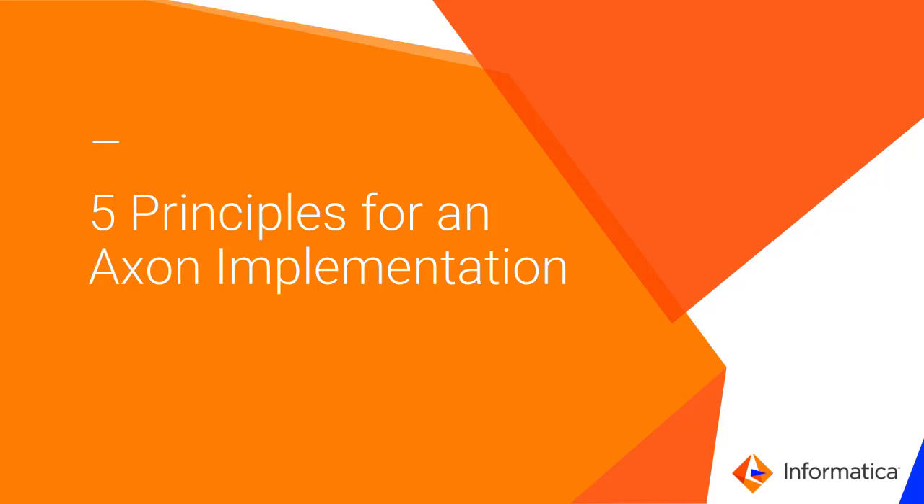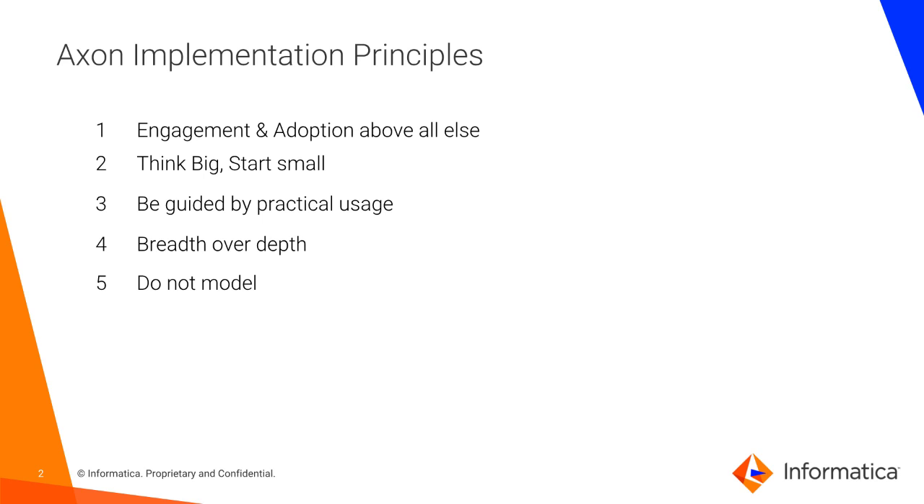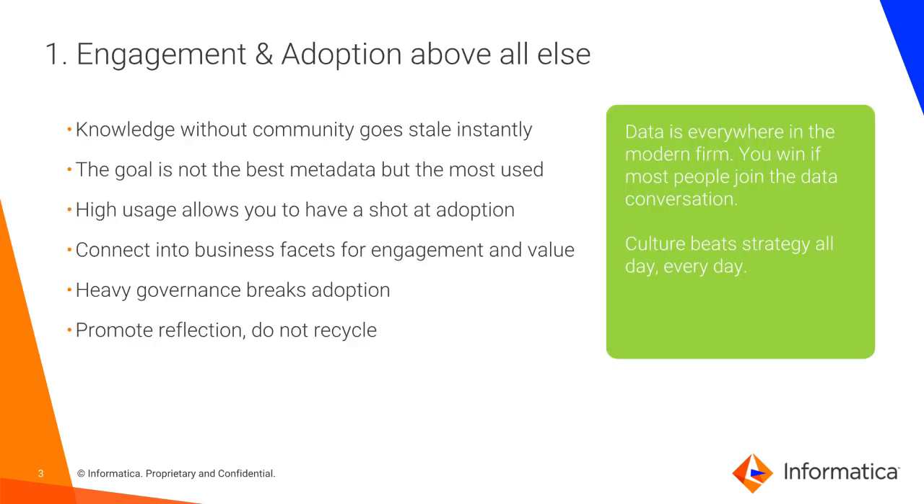Today we're going to talk about the 5 Axon implementation principles. First, engagement and adoption above all else. Second, think big, start small. Third, be guided by practical usage. Fourth, breadth over depth. And fifth, do not model.